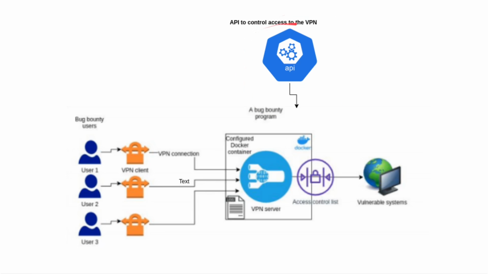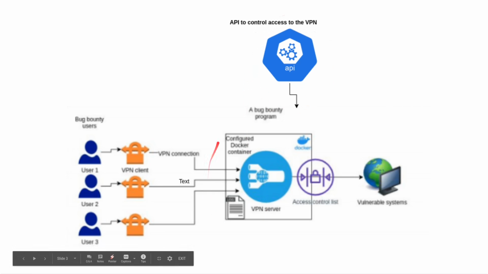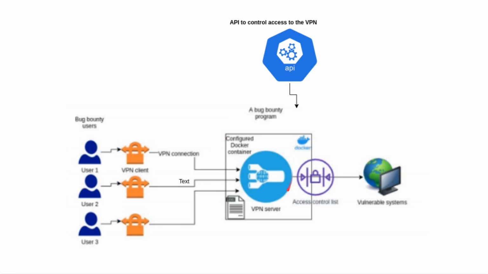Components. So one is the API server that controls the VPN access, and the other is the VPN server. So using that API, it controls the access to the VPN server, so the hackers can connect through that VPN server to the BugZero programs.